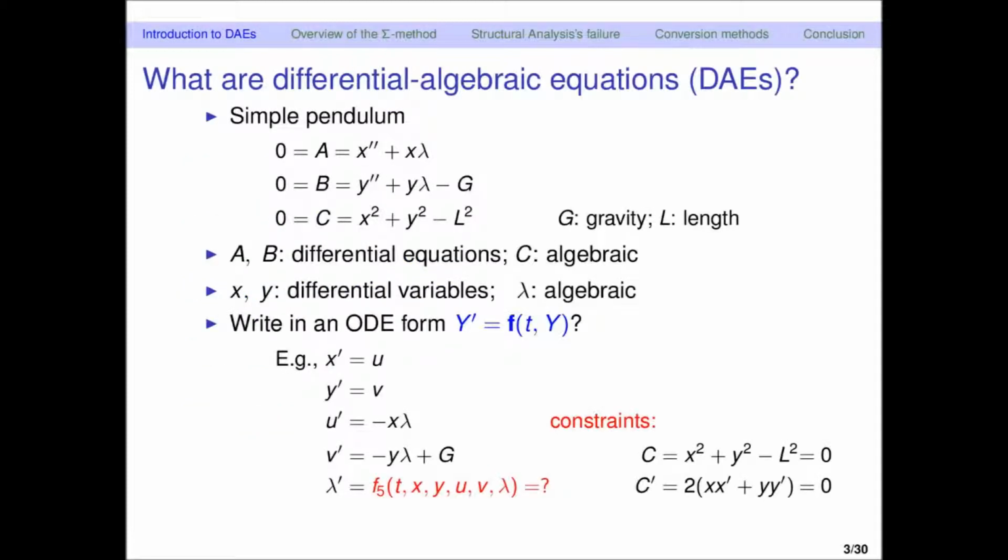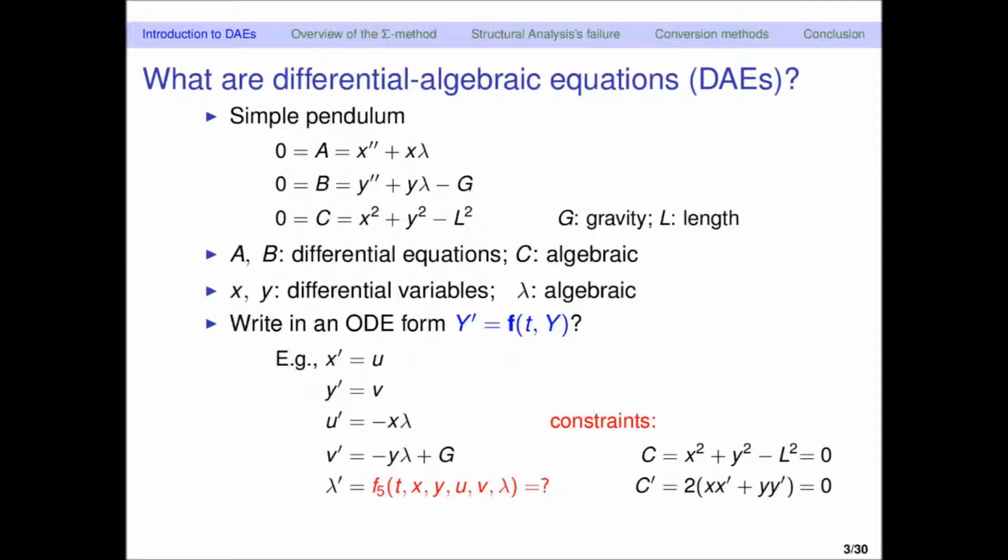So what are DAEs? Take a simple pendulum in a Cartesian coordinate system. So we have a 3x3 system. X, Y, lambda are the variables. So we have two differential equations, A and B, and an algebraic equation C. So X and Y are differential variables, lambda is algebraic.